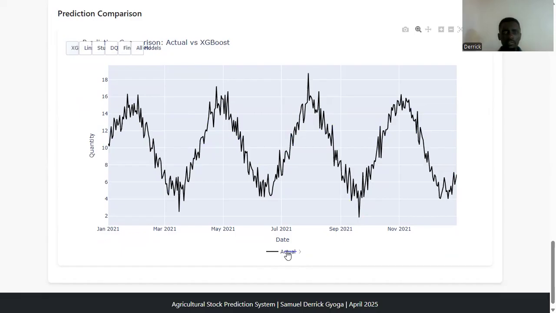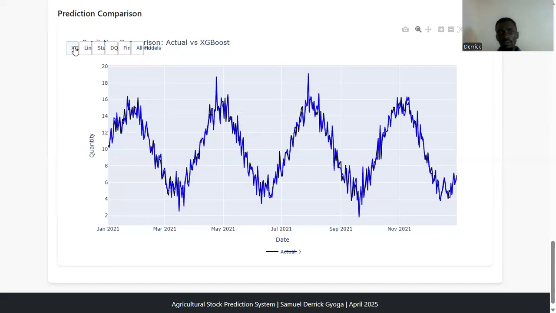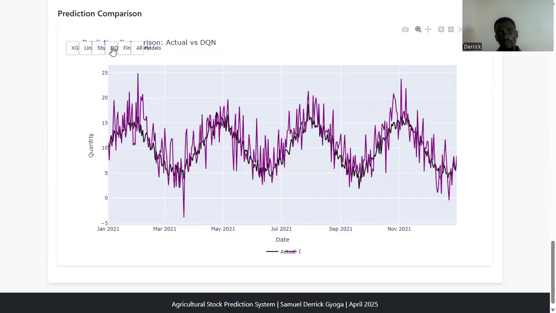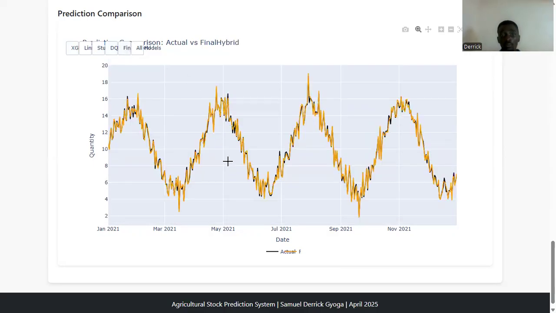So during training and everything, we wanted to compare the actual values with what these models are actually predicting. So for the XGBoost, this is how it varies from the actual, as you can see, in blue. Then we have the linear regression and how it varied, then the student model, not very far. Since the R squared is negative for some, you can see that our predictions are not very good. And then our final hybrid almost aligns with the actual values, as you can see.